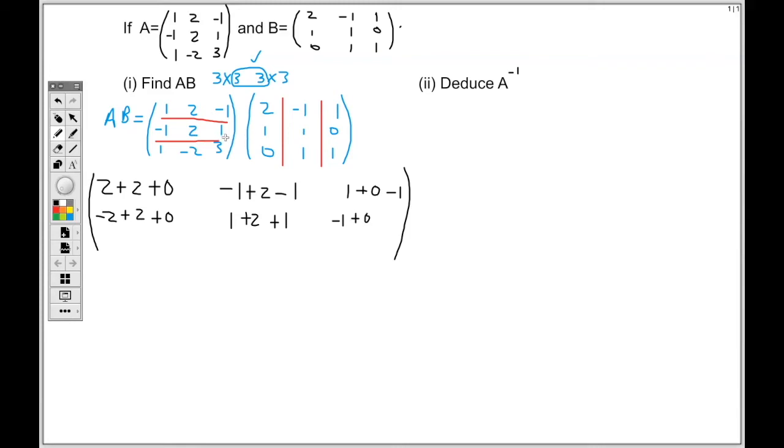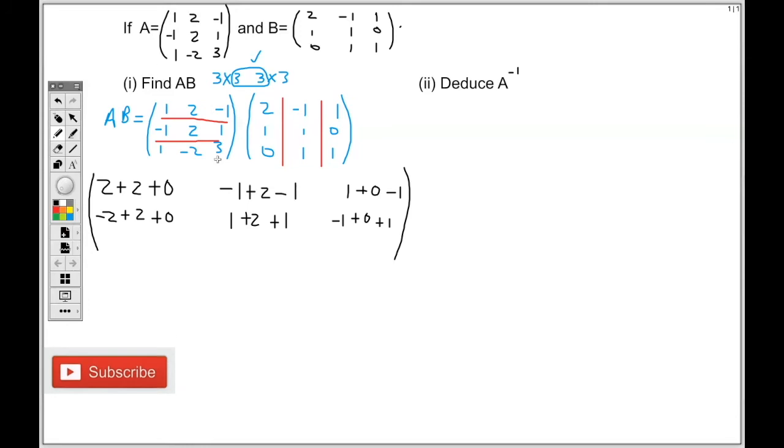And then 1 times 1, that's 1. So the second row by the last column, negative 1 times 1, negative 1. 2 times 0, that's 0. And 1 times 1, since it's positive 1, I will have plus 1 here. Now to move to the last row.